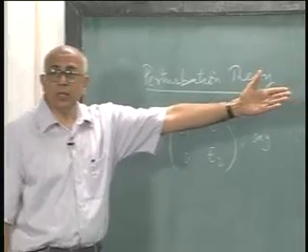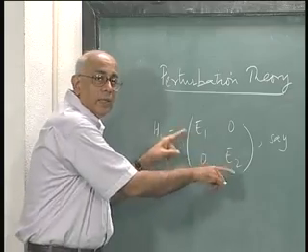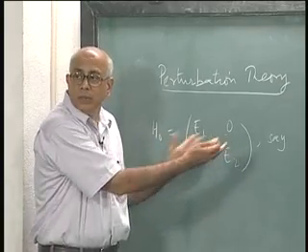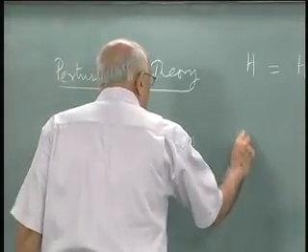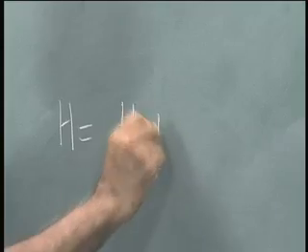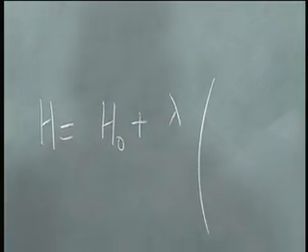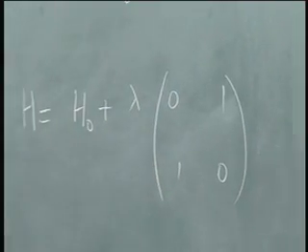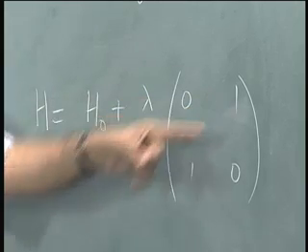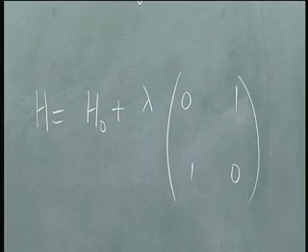Now it is easy to see that if H prime is another diagonal 2 by 2 matrix, then the eigenvalues are obvious, you write them down immediately. On the other hand, if H prime is not a diagonal matrix and does not commute with H naught, then you have to do a little bit of work. So suppose H is equal to H naught plus lambda times something or the other. So 0, let us put 1, 1, 0. This is the simplest sort of thing you could have, just two off diagonal elements.